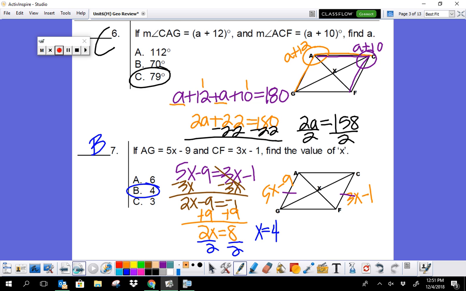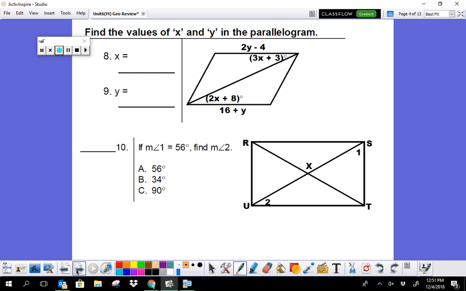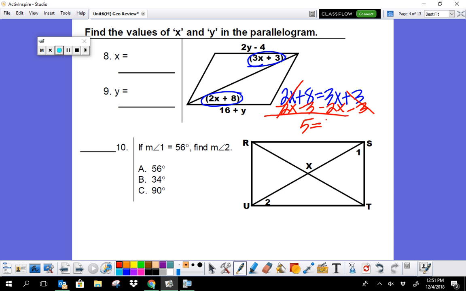Number 8. So find the values of x and y in the parallelogram. So you have to use what you know about a parallelogram. I know in a parallelogram, these are considered to be alternate interior angles, and so those are going to be congruent. So I'm going to have 2x plus 8 equals 3x plus 3. And I'm going to solve this. So what I'm going to do to keep my x positive, I'm going to subtract 2x. Okay, and then to move this 3 over to the left, I'm going to subtract that. So that's going to get me 5 equals 3 minus 2 is just 1x. So x is going to be 5.